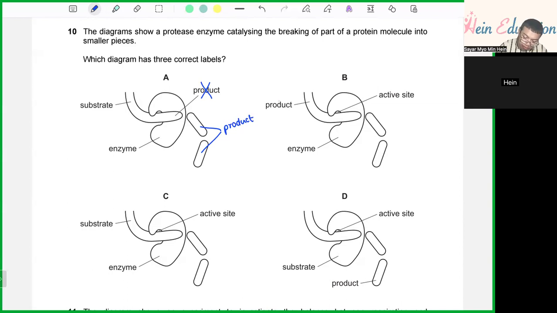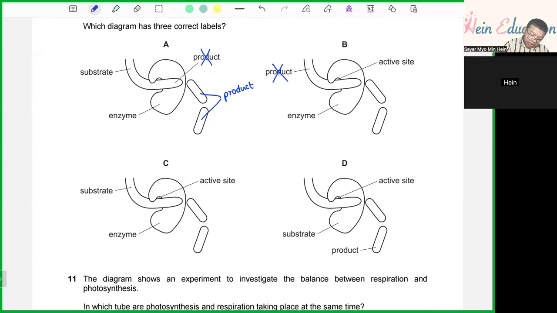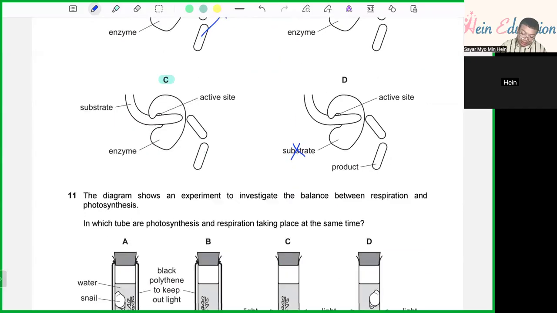So number A is not correct. For number B, the product is round, and the rest are correct. For number C, yes, number C is correct. So we got active site correct, enzyme correct, substrate correct. Number D, product correct, active site correct, substrate is not correct. So substrate wrong. So the correct answer for number 10 is C.